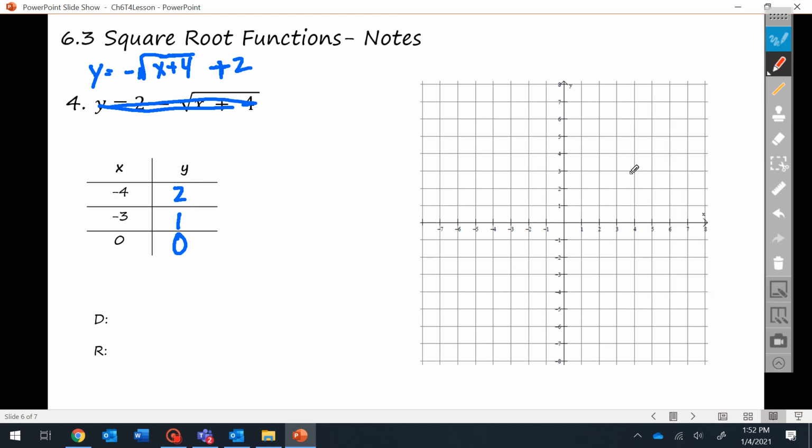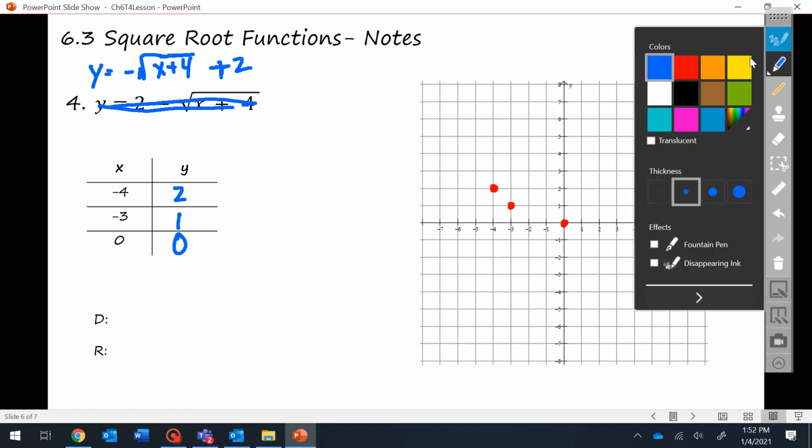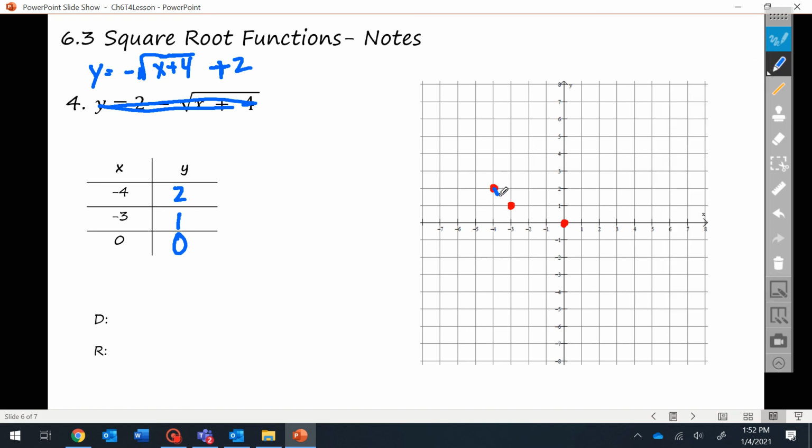Let's go ahead and graph these. Negative 4, 2. Negative 3, 1. And 0, 0. This was our starting point. So something like this. And once again, we can see what this negative sign has done is it's reflected it upside down. It's flipped it over upside down.